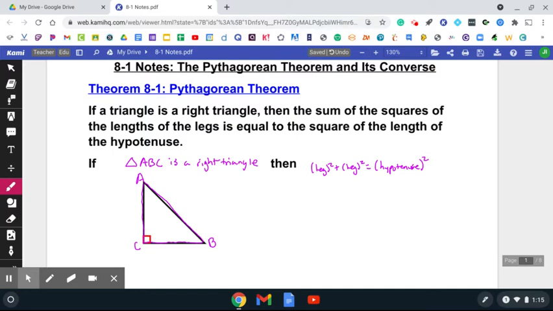And we usually call our legs A and B, and then our hypotenuse is C. So A squared plus B squared, those lengths squared and added together, equals the hypotenuse squared. Let's check out some examples.